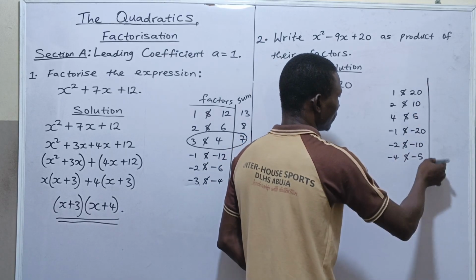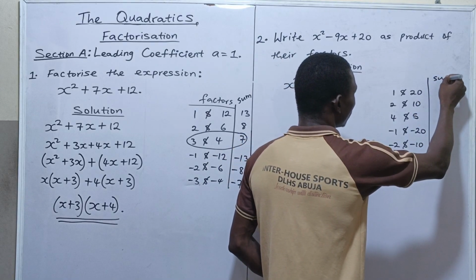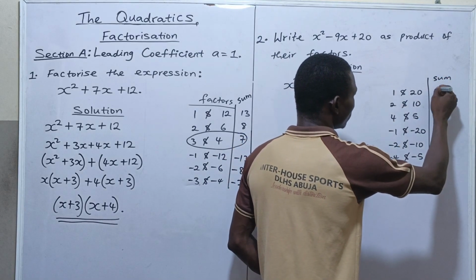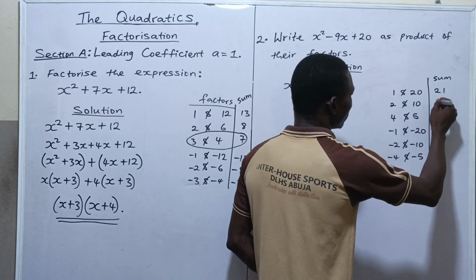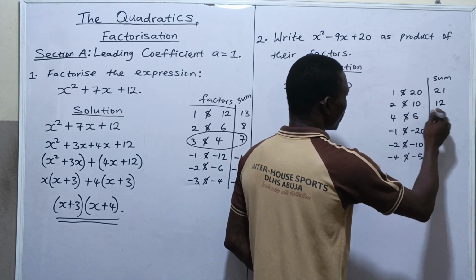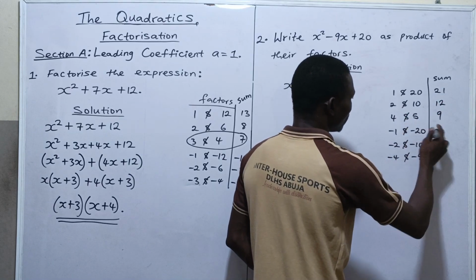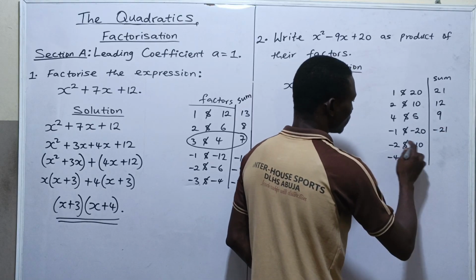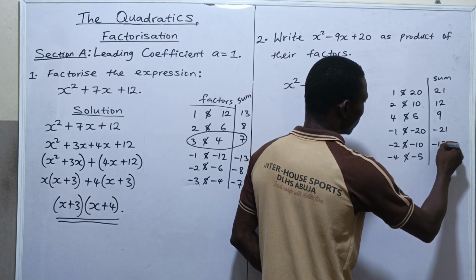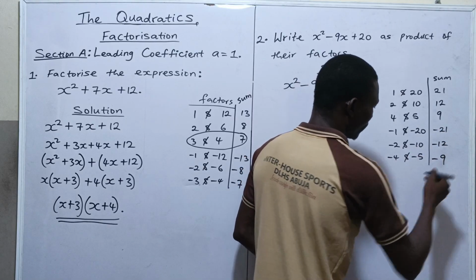So the next thing is to find their sum. Sum of 1 and 20 is 21. Sum of 2 and 10 is 12. Sum of 4 and 5 is 9. Negative 21. Sum of negative 2 and negative 10 is negative 12, and negative 9.